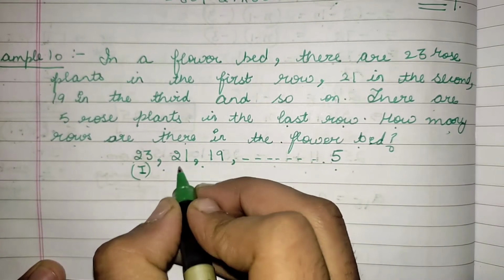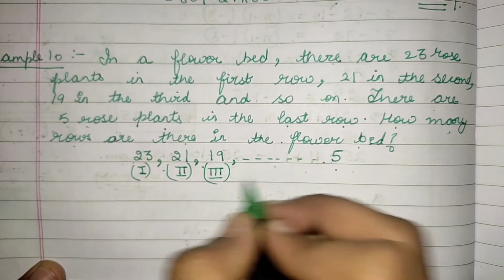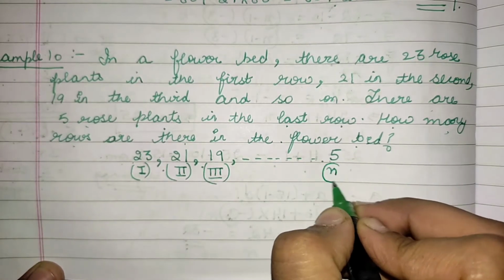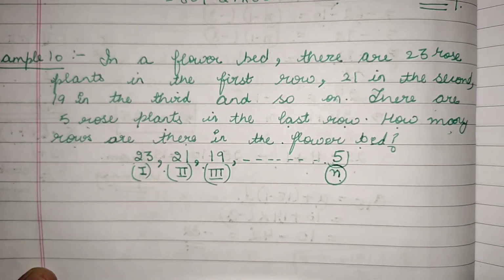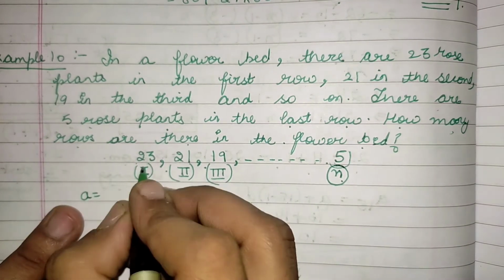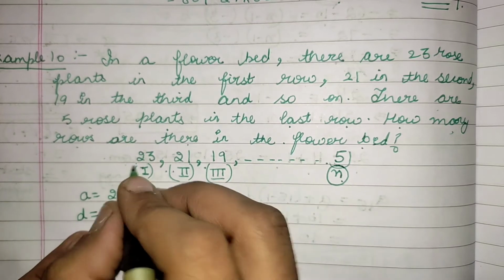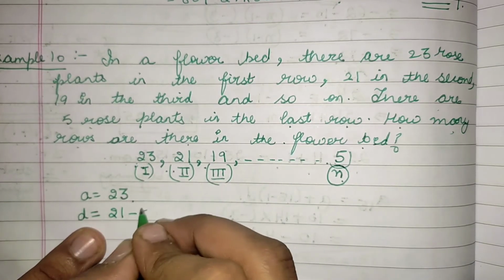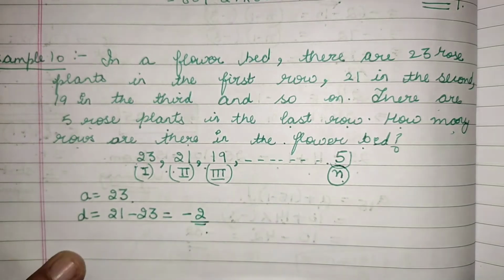As we know that this is my first row, this is my second row, this is my third row. So I have to find out the number of rows in which the last value is 5. So let us first decide what is the value of a. a is 23. Common difference d is 21 minus 23, so my answer will be minus 2.